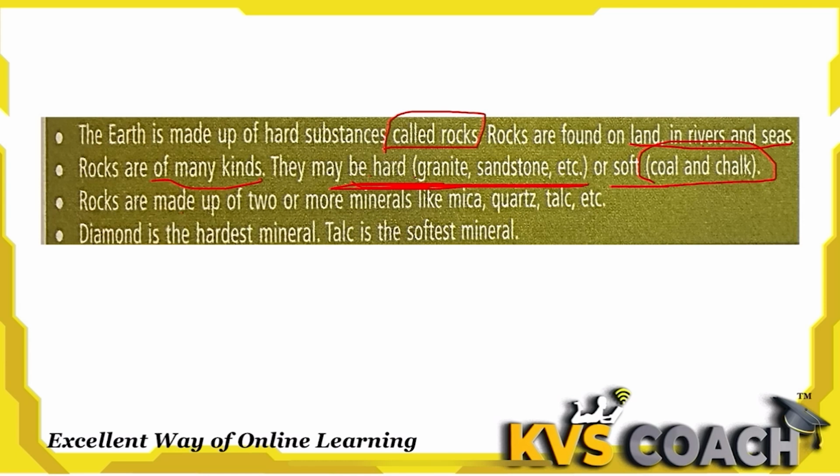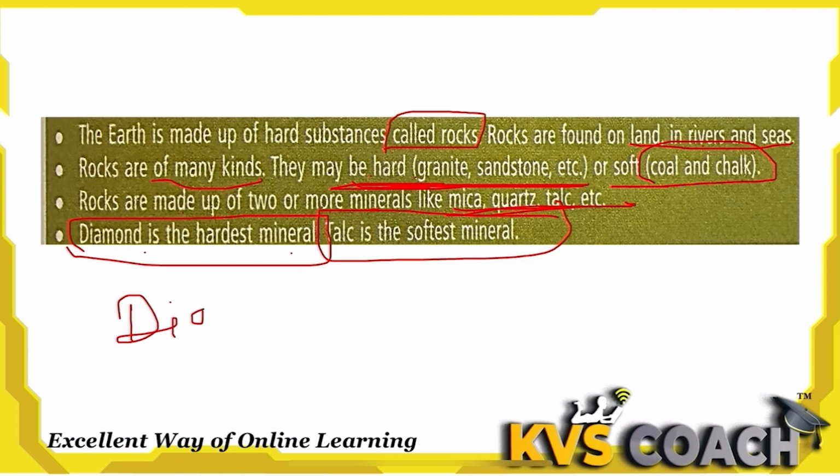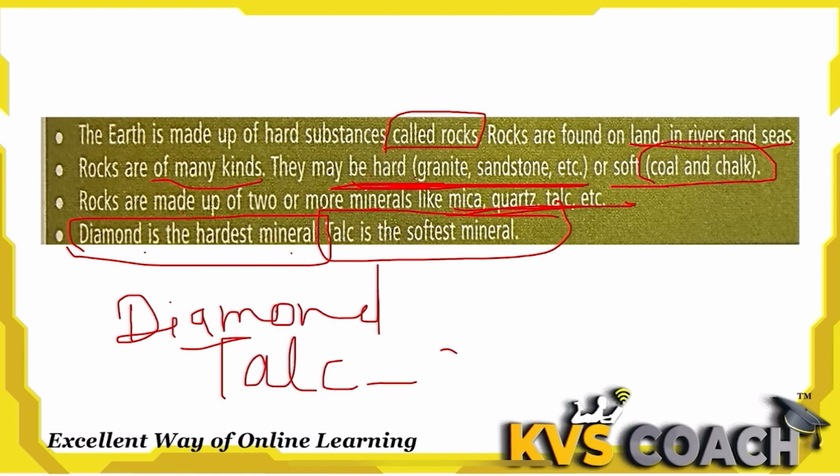Rocks are made up of 2 or more minerals like mica, quartz and talc. Diamond is the hardest mineral. So which is the hardest mineral? You need to learn that. Diamond is the hardest mineral. And softest is talc. This is diamond, hardest mineral, and talc, softest mineral.